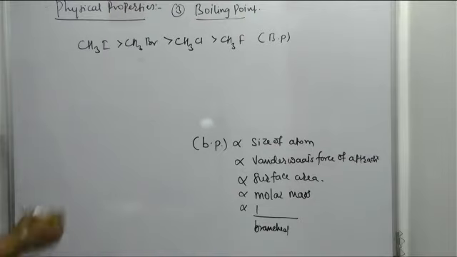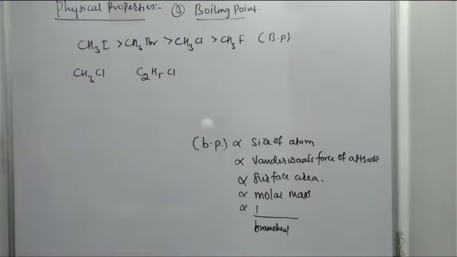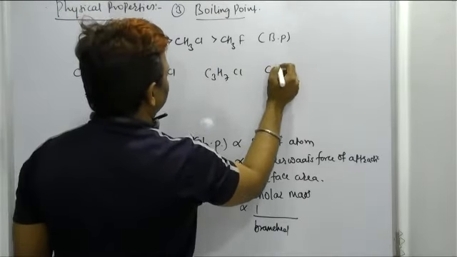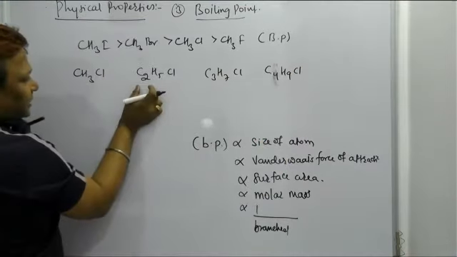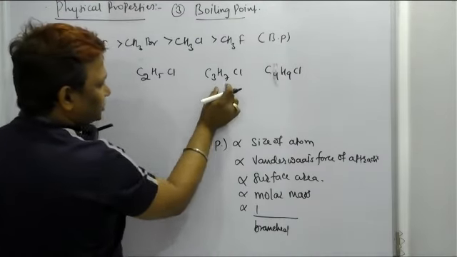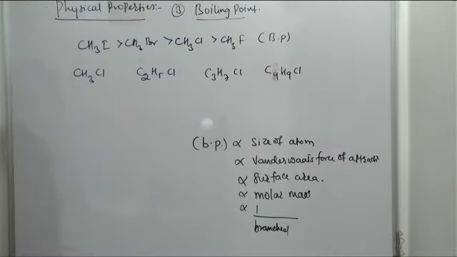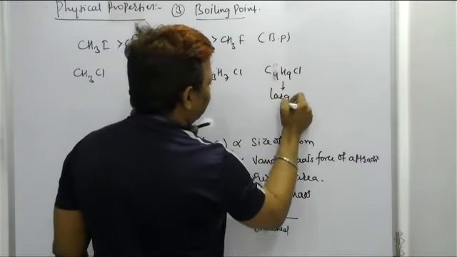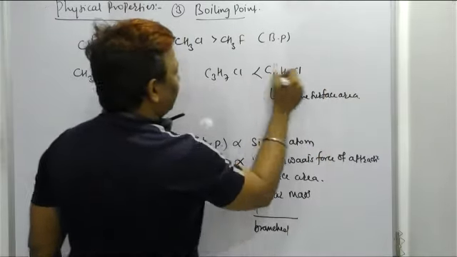One more we'll see now. This is an alkyl halide, and this is also an alkyl halide. C2H5 is that one, and the other is C4H9: CH3, CH2, CH2, CH2, and then Cl. But what did you say here? I know the larger the surface area, the greater the boiling point.